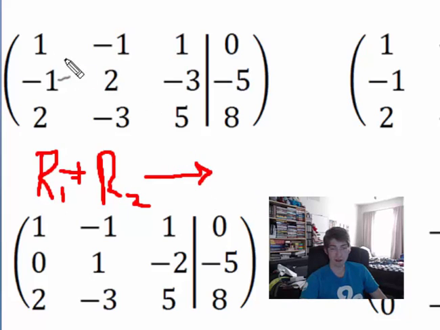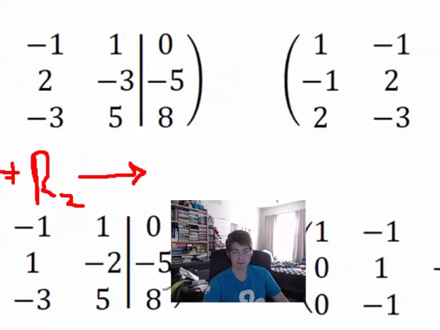Doing that, we get 1 plus negative 1 is equal to 0. Negative 1 plus 2 gives us 1. 1 plus negative 3 gives us negative 2, and 0 plus negative 5 gives us negative 5.